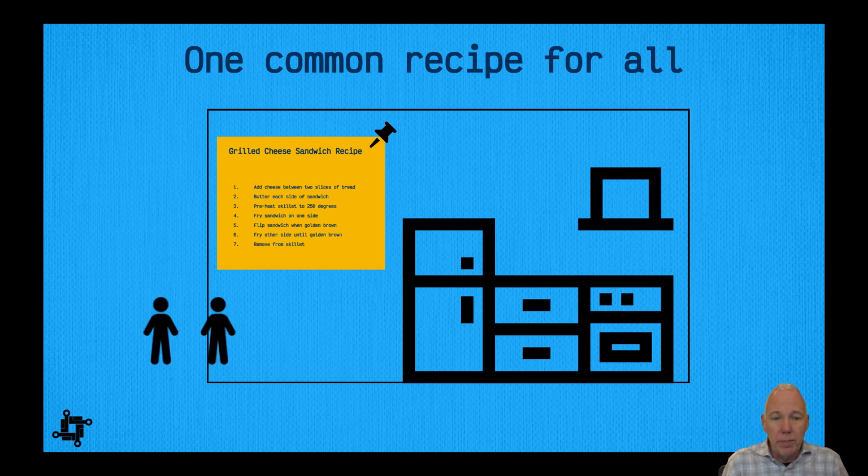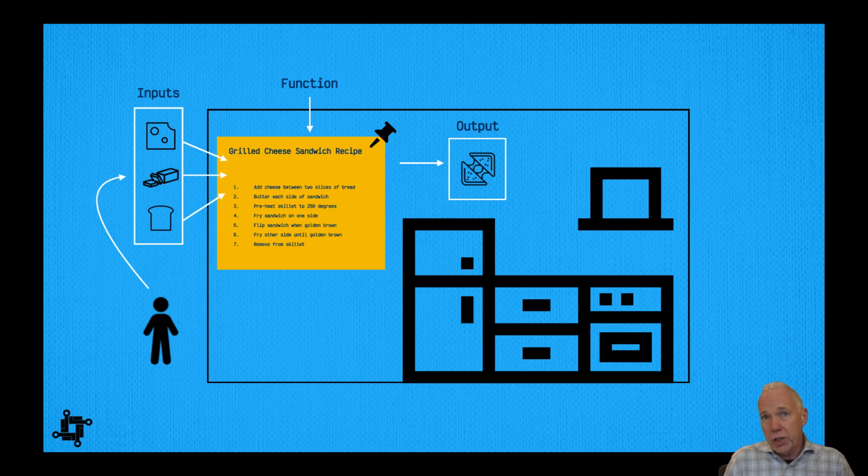So when people come in to make their grilled cheese sandwich, they don't need to have a copy of the recipe. They can just go to the wall and see the recipe right there and follow the directions. And of course, they're each going to supply their own set of inputs. So even though there's a single recipe, this person who's going to make that grilled cheese sandwich still has to supply the cheese and the bread and the butter, and ultimately is still going to get their own output, which is their own grilled cheese sandwich.